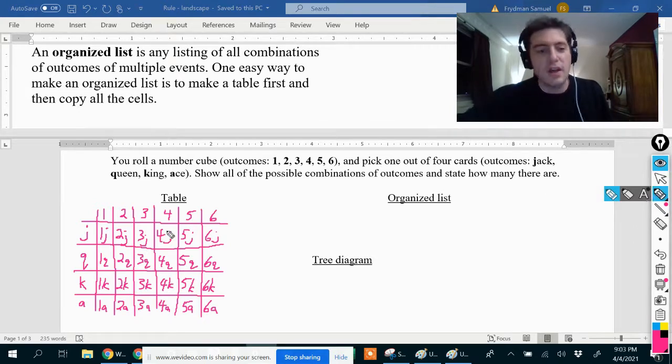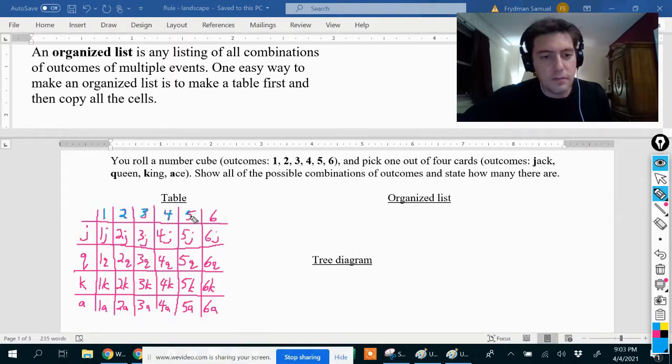Okay, so I don't need, let me go over these again in blue actually. I'm not going to be copying these over again or these. Okay, for my organized list, I'm really just interested in these cells over here. So I am going to be copying all of those again. So I could get a 1 and a jack, 2 and a jack, 3 and a jack, and so on. Or 1 and a queen, 2 and a queen.